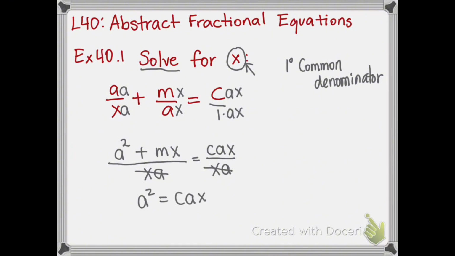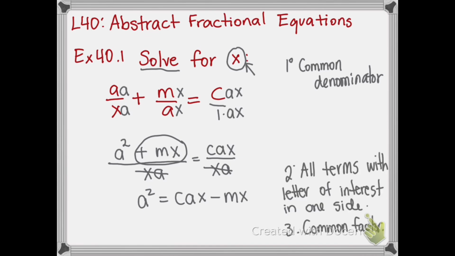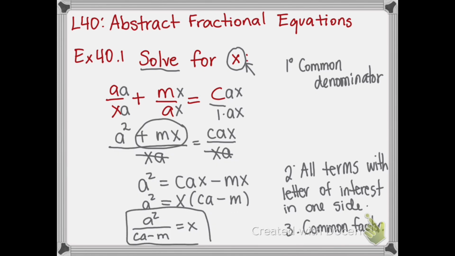So as usual, we ask ourselves, what is the mx doing? Well, in this case, it's adding, so we're going to pass it to the other side to subtract. After we have x in the same side, then we're going to get the common factor. And the common factor in this case is x. So remember, we divide. Cax divided by a is ca, and mx divided by x is m. Now that we want to leave x by itself, we want to pass the parenthesis that is multiplying the x to divide. And that would be our answer.